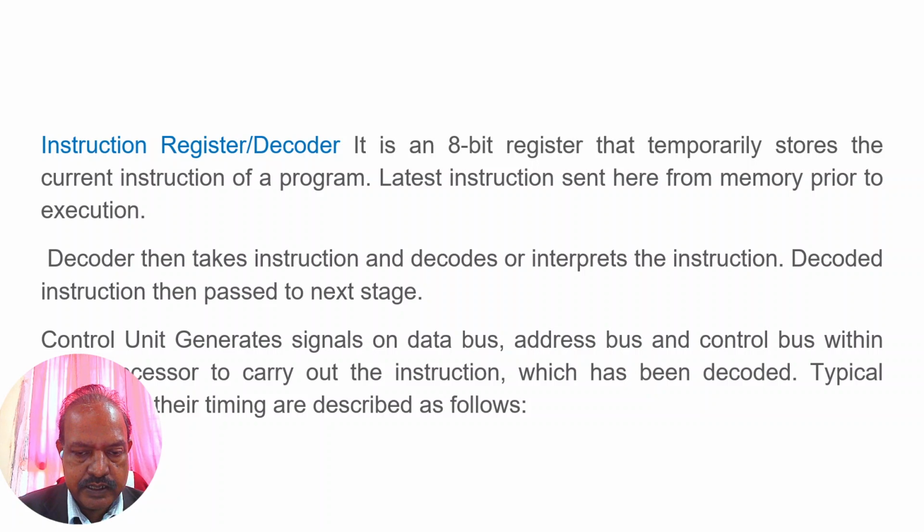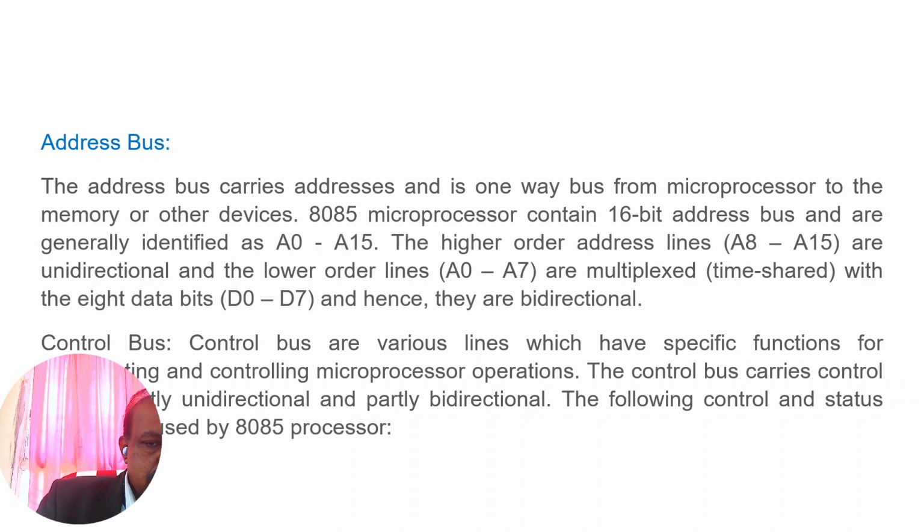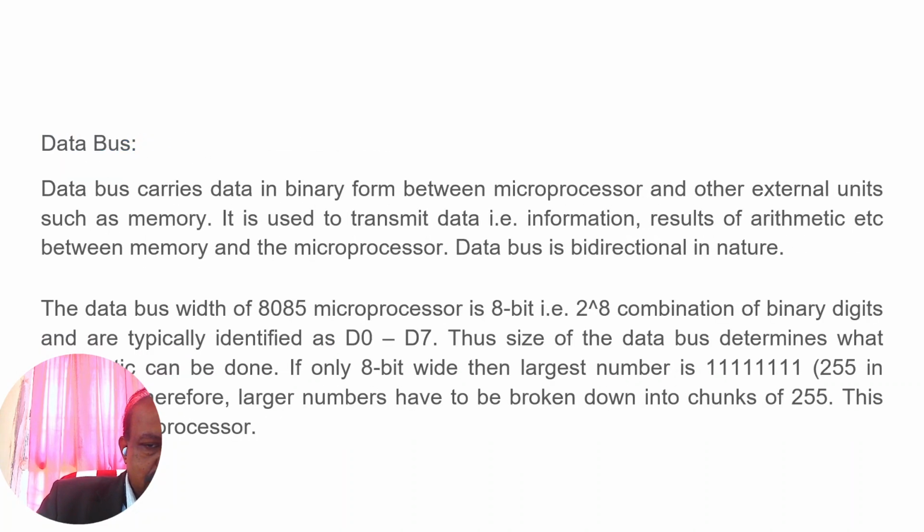Typically, buses and their timing are described as follows. You see, there are different types of buses, as I told you. One is the data bus, one is the address bus, and one is the control bus. The data bus carries purely data in binary form between the microprocessor and other external units, such as memory. So what is binary data? 0, 1, 0, 1, 1, 1.